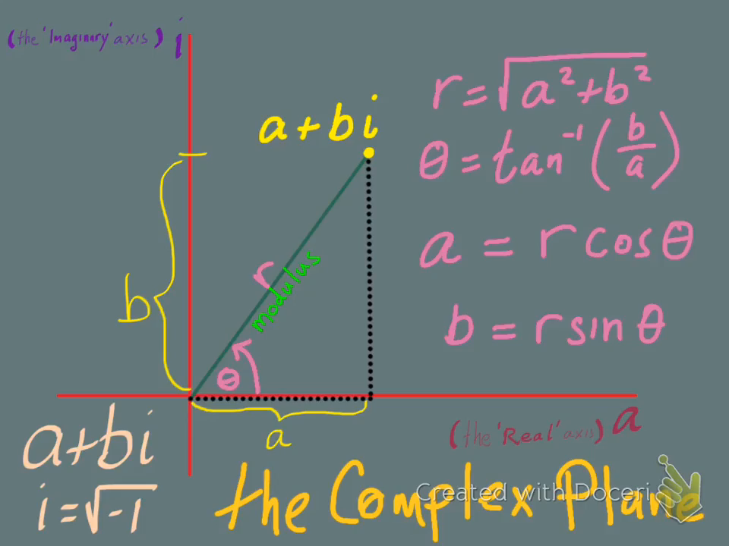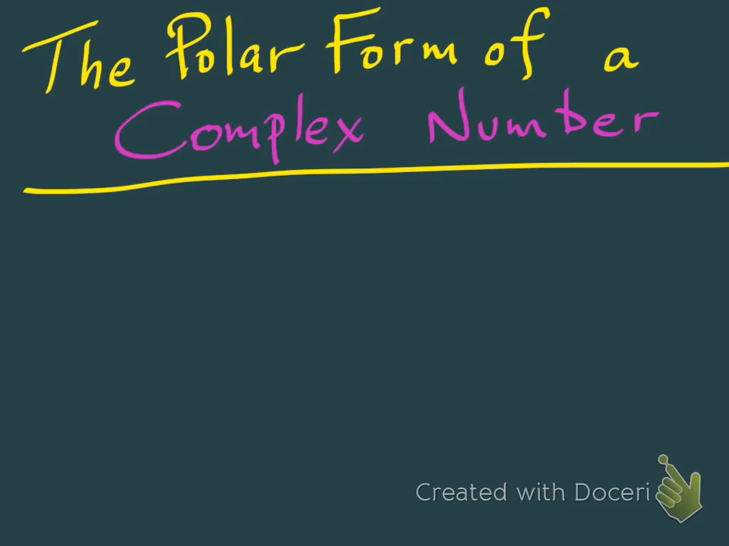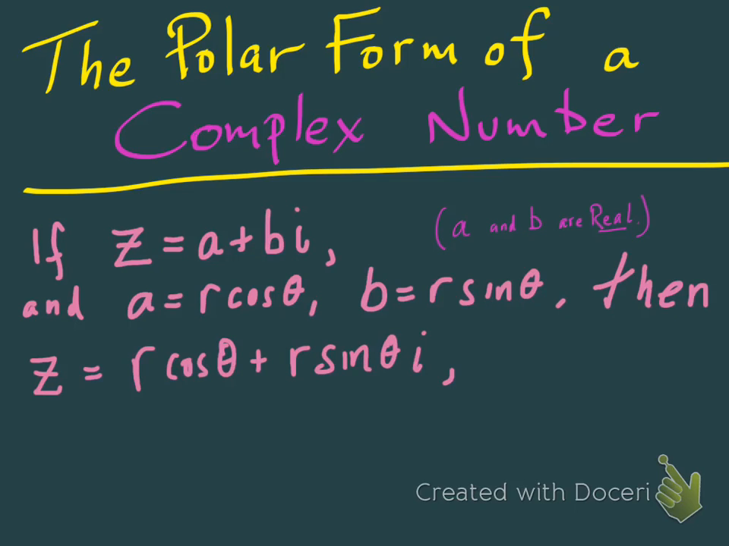This leads us to the actual structure of the polar form of a complex number. For some reason, mathematicians like to use the letter z to represent complex numbers, and that's a different story. I won't go into it here. If z equals a plus bi, where a and b are both real numbers, and we keep in mind that a is equal to r cosine theta and b is equal to r sine theta, then we could write z in polar form as z equals r cosine theta plus r sine theta times i. That's just a direct substitution of a and b with r cosine theta and r sine theta.